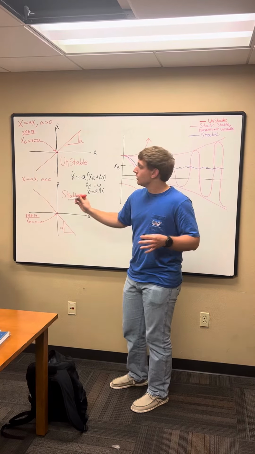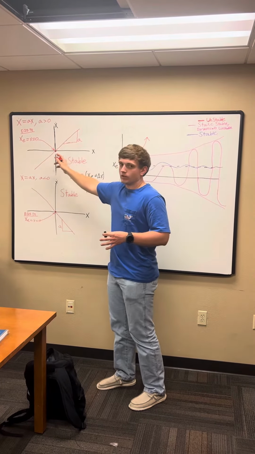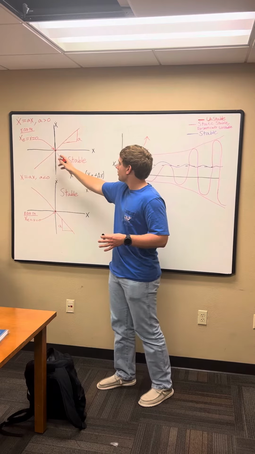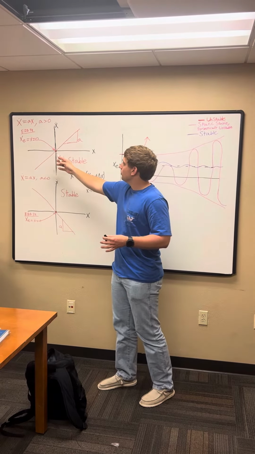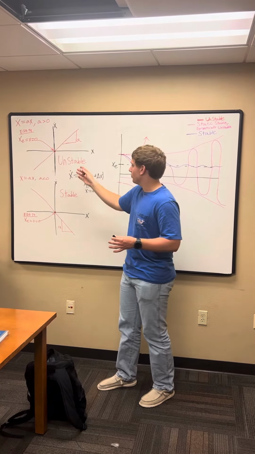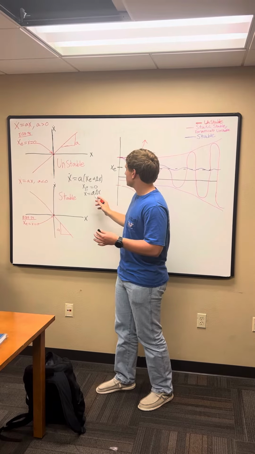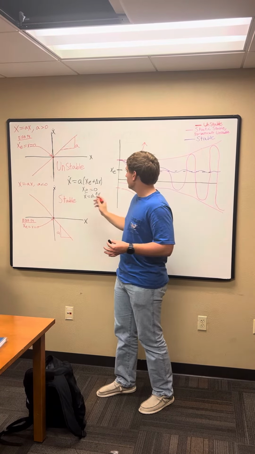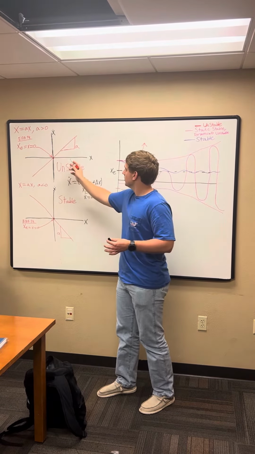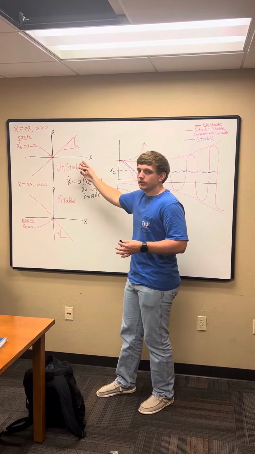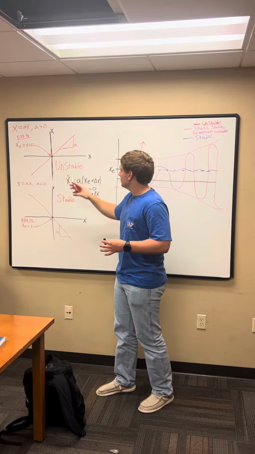Here, when you give it a nudge one way or the other on the line, it's going to compound, and it's going to want to move further away from that equilibrium point. Because a is positive, if delta x is positive, it gets pushed this way, it's going to work its way down the line and stay unstable.